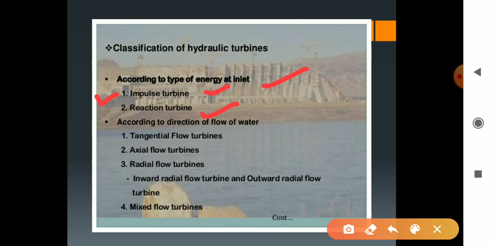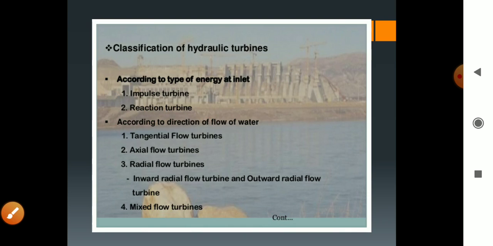But in the reaction turbine, the runner is completely enclosed in an airtight casing, and the runner and casing are completely full of water. The Francis turbine is an example of the reaction turbine here.